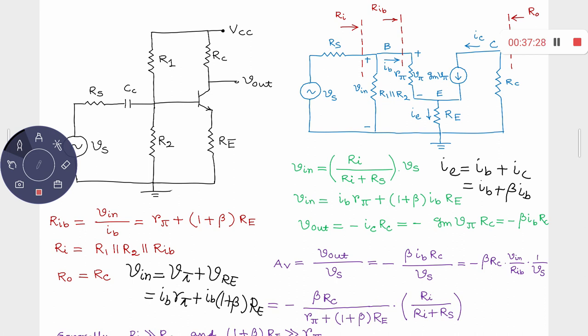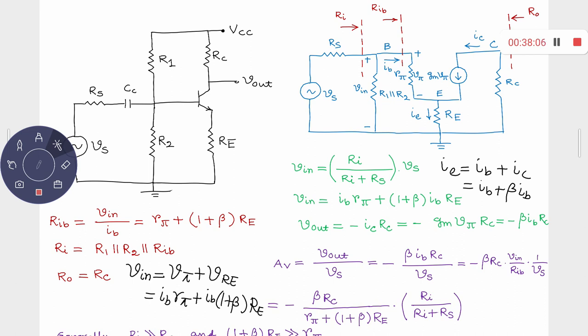Clear? Now, if this resistance is RI between here to here, and you have this RS over there, what is the relation between Vin and VS? Once again, the division law: RI upon RI plus RS times VS. Clear? Simple voltage division law. Last time we also did the same thing. The only difference was that last time this was directly connected to AC ground, but this time this emitter is connected to AC ground through resistance RE. Clear?